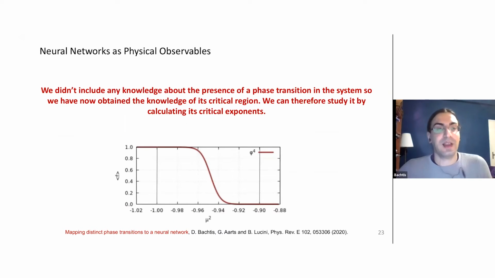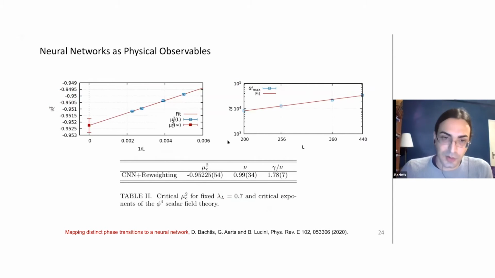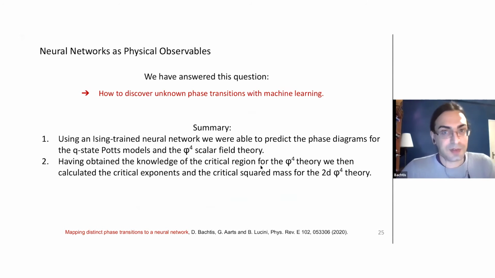Now I want to emphasize that we didn't include any knowledge about the presence of a phase transition in all of these systems. So we have now obtained the knowledge of the critical region, which means that we can follow exactly the same procedure as the one that I showed you for the Ising model at the beginning to calculate the critical squared mass as well as the critical exponents for the phi to the 4 theory. Here are the results, and you can see that we were able to obtain the critical squared mass as well as the correlation length exponent and the magnetic susceptibility exponent, and the system is also conjectured to be in the Ising universality class. So now I have answered this question: how to discover unknown phase transitions with machine learning.